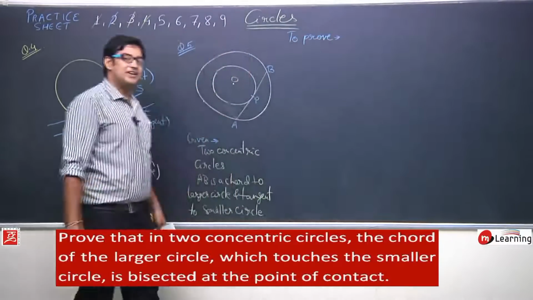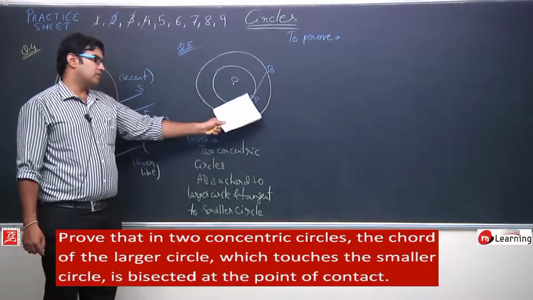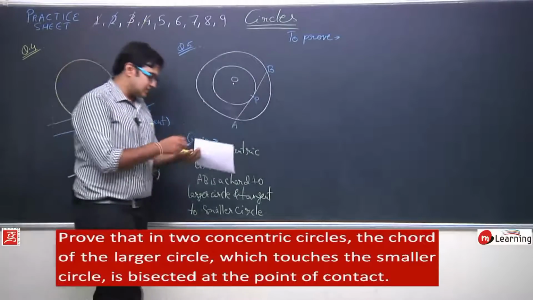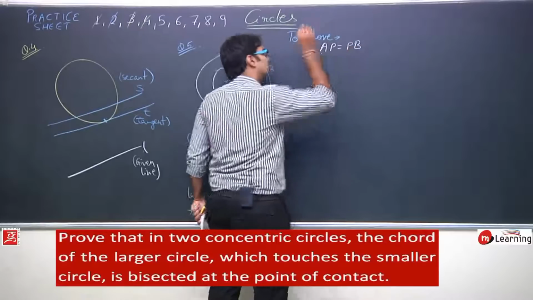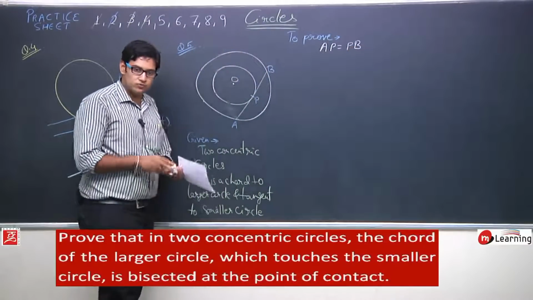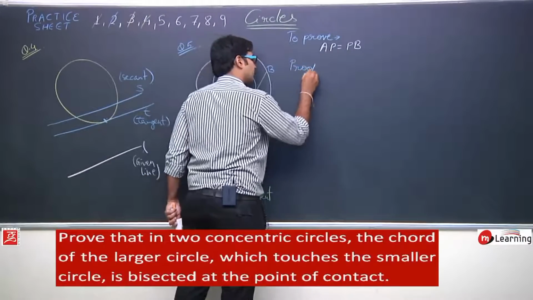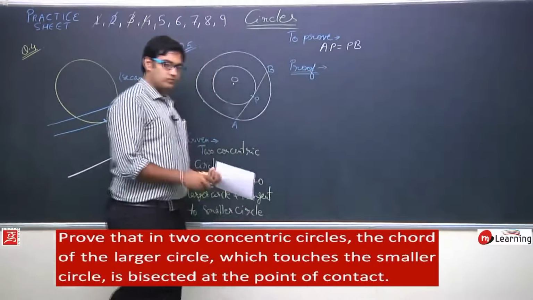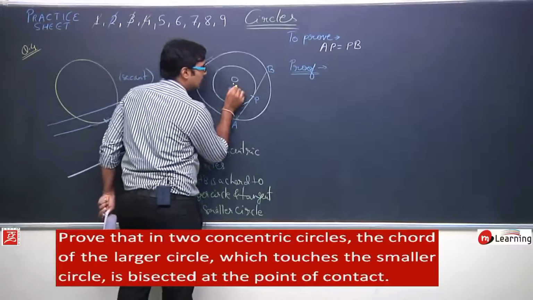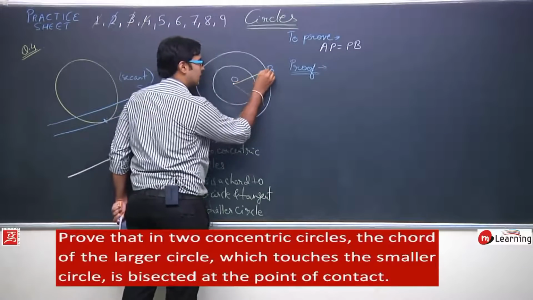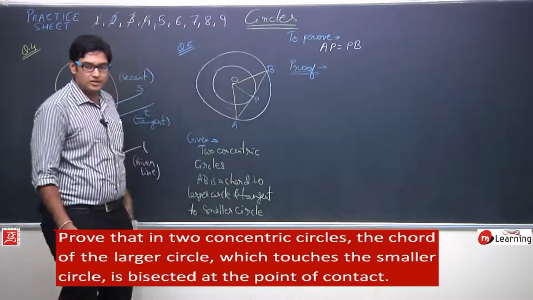We need to prove that this AB is bisected at the point P, at the point of contact. That is, we need to prove that AP is equal to PB. This is what you need to prove. Okay, so let us start this proof. Before starting the proof, let us join this OP, let us join this OB, and let us join this AB also.